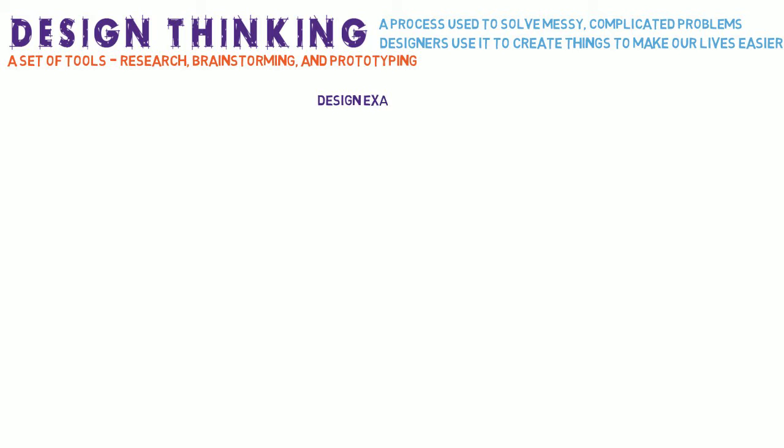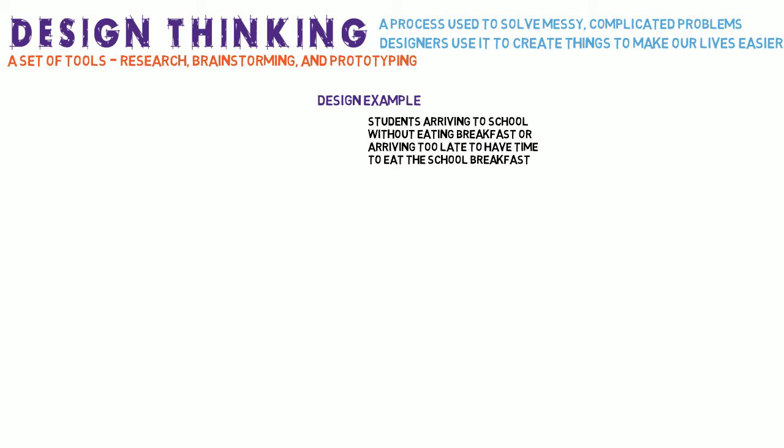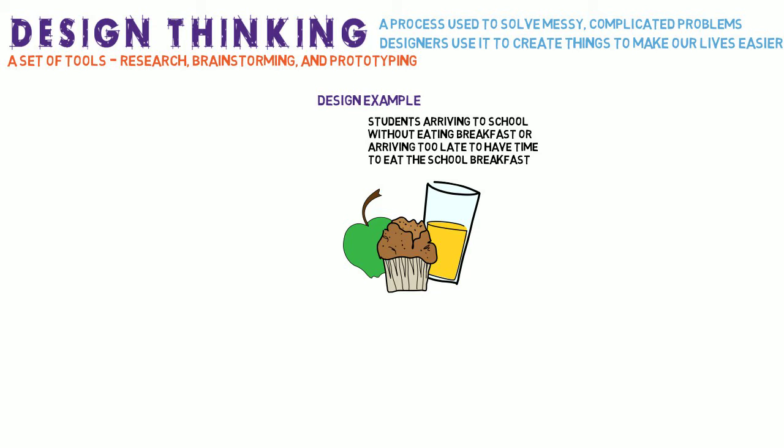Let's look at an example to better understand what you'll do. A group of 10th graders noticed the problem of students arriving at school without eating breakfast, or arriving too late to have time to eat the school breakfast. Because of this, they observed students complaining about being hungry and having trouble focusing in class. They decide to use design thinking to address this problem.